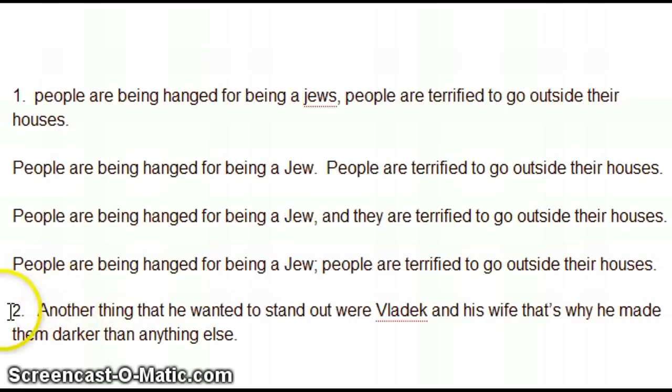Here's another example, also taken from Moodle. Another thing that he wanted to stand out were Vladik and his wife. That's why he made them darker than anything else. This is the other kind of run-on sentence. This is the fused sentence. We have two complete thoughts. Another thing that he wanted to stand out were Vladik and his wife. That's one complete thought. And then the next thought, that's why he made them darker than anything else. There are a few ways that we can solve that.